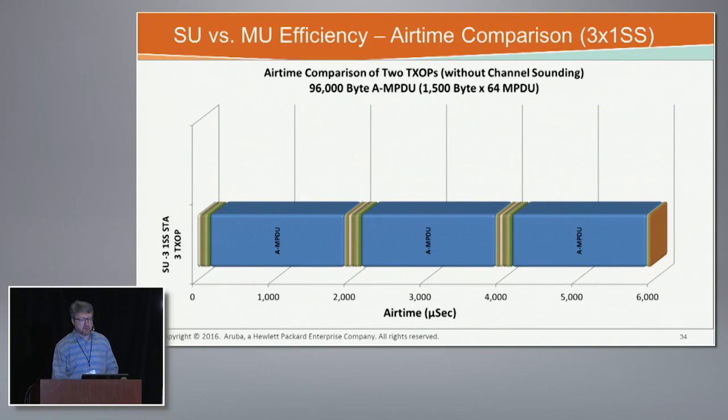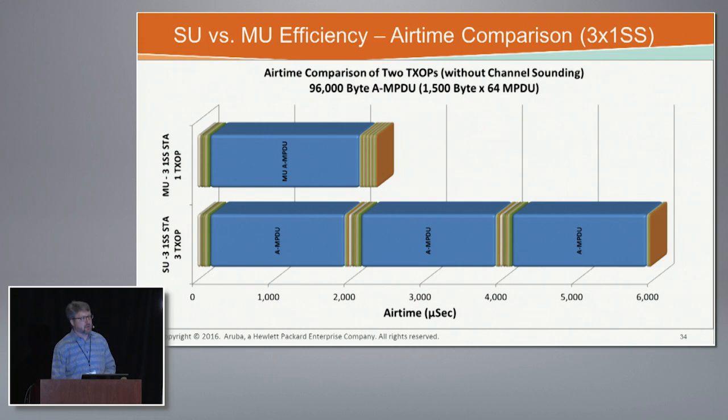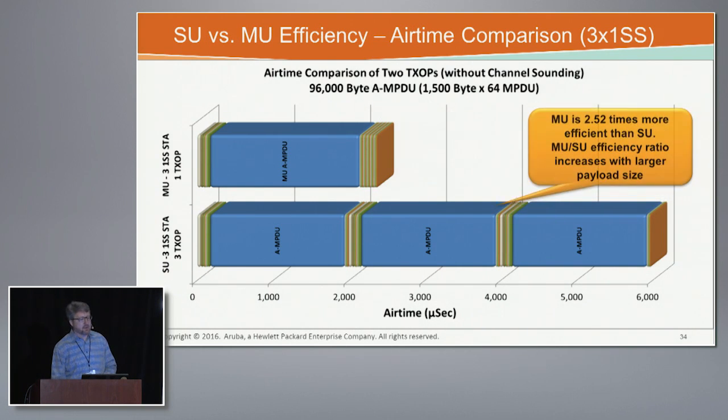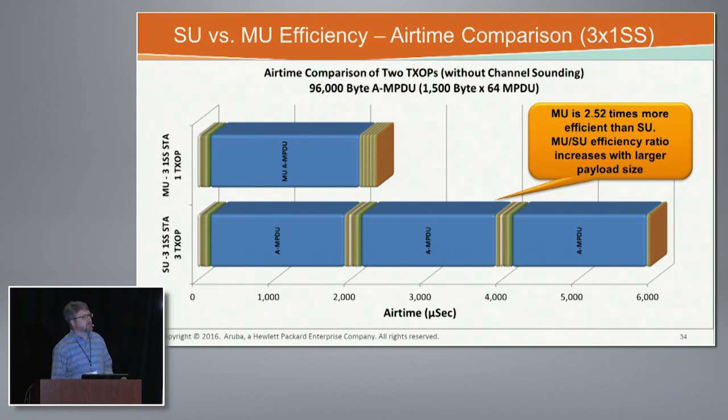So let's look at some payloads. So here is a 96K downstream transmission. And here's the MU equivalent. And now it's 2.5 times more efficient, again, just on a pure airtime basis. And of course, there are no retries in here. I'm assuming a clean channel, maximum rate, and so on. So it's contrived, but just to start to walk you through where the savings come from.